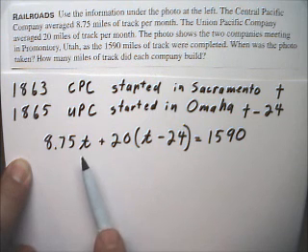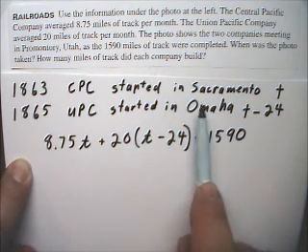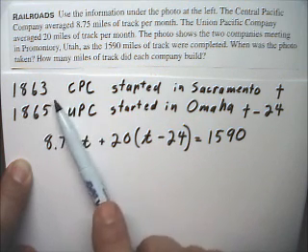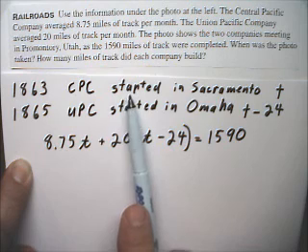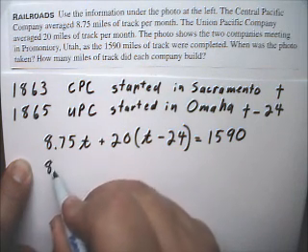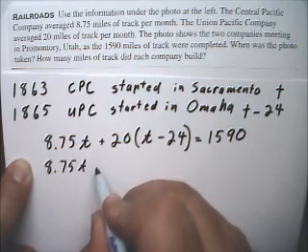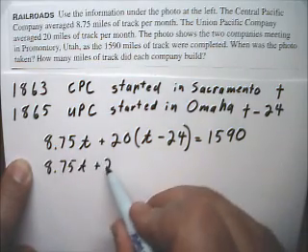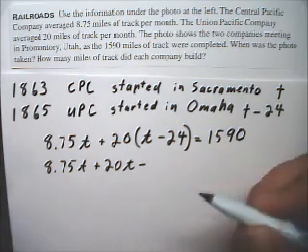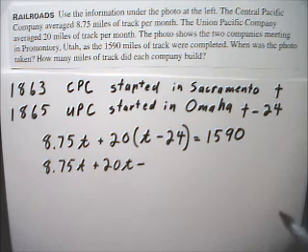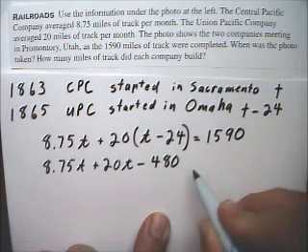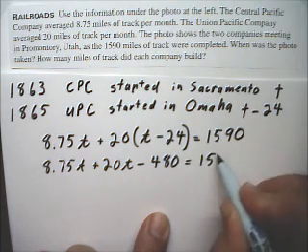So here, when I solve for T, I'll be able to get the number of months that it took to finish the project. So let's see, 8.75 T plus 20T, I'm distributing this 20, minus 20 times 24, which is 480, equals 1590.